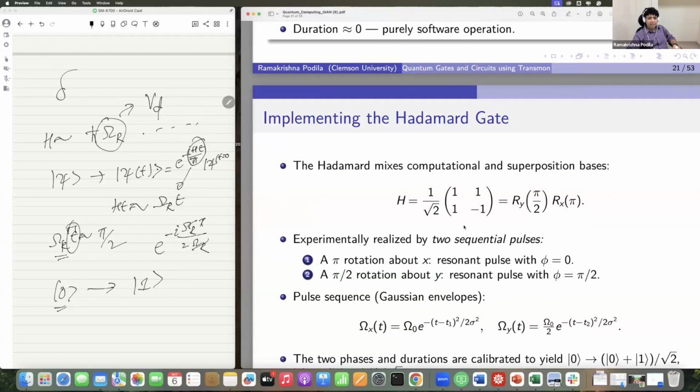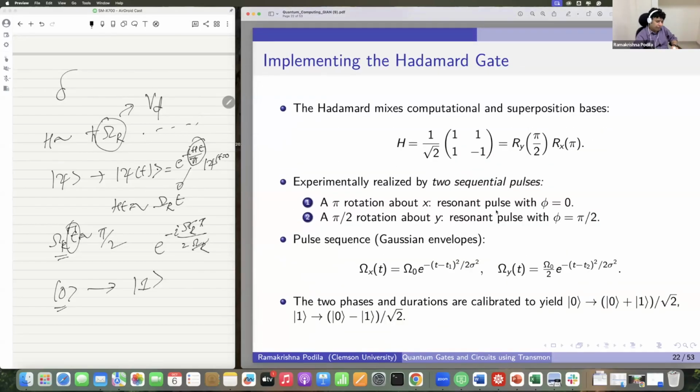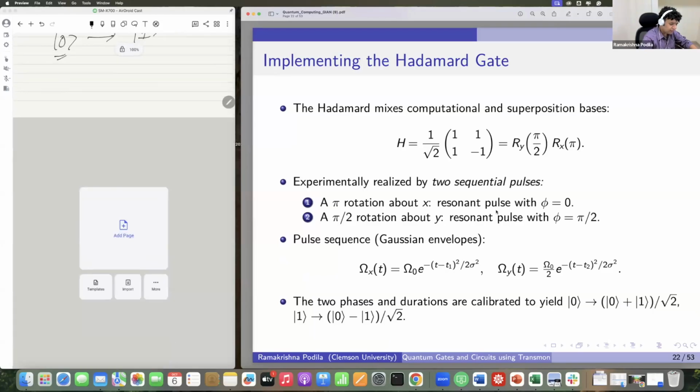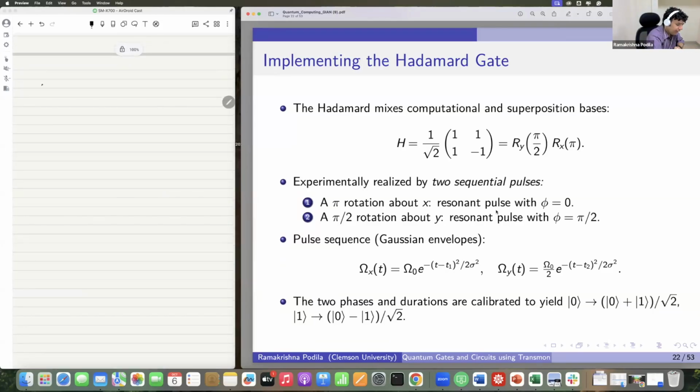So then there is the Hadamard gate. What the Hadamard gate does is it starts from the 0 state and creates a superposition state that looks like 0 plus 1, or 0 minus 1. So that's what the Hadamard gate does. And the way we experimentally realize that is, again, by applying a pi rotation around x and a pi by 2 rotation around y.